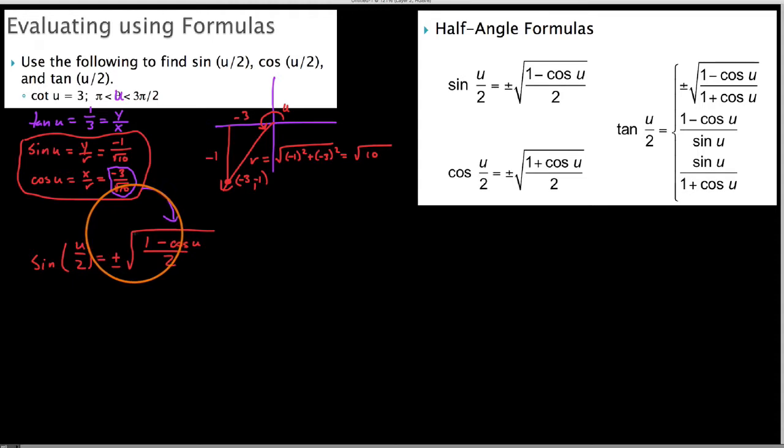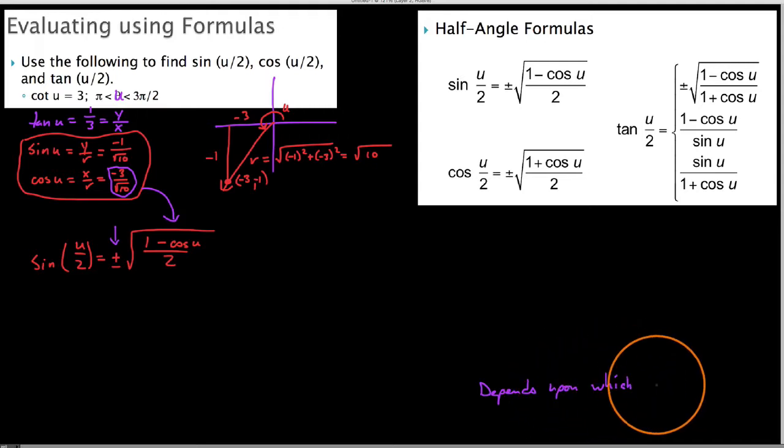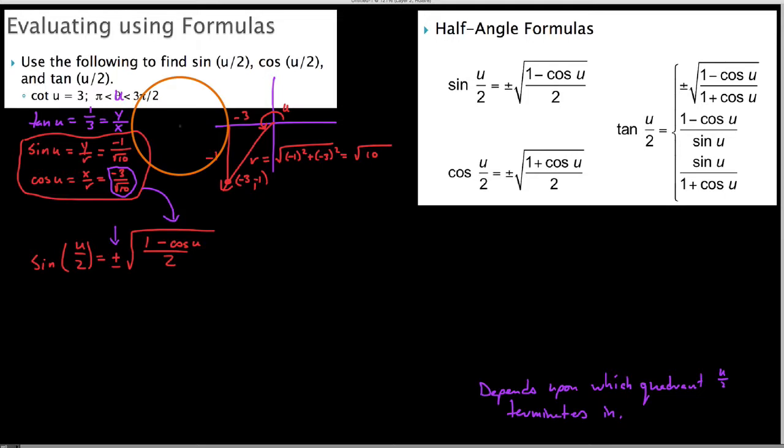One thing I do want to mention in this video that I did not mention in my last video, because I wanted to pay attention to just how these were used to calculate things, is this plus or minus in front here. I want to make a note that the plus or minus depends upon which quadrant u over 2 terminates in. So how am I going to know which quadrant it terminates in? Well, we know that u is between pi and 3 pi halves.